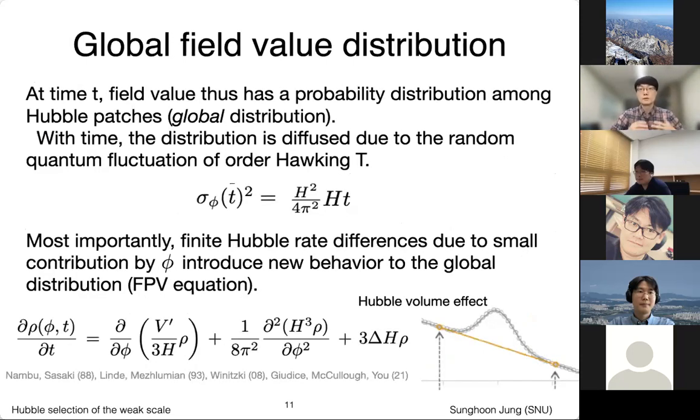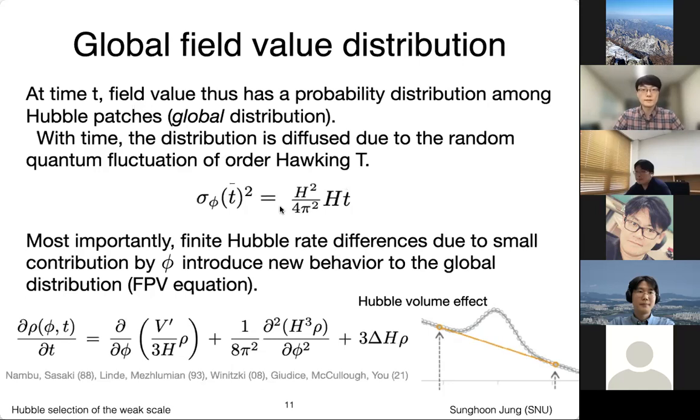So we will think about the global field value distribution. Different patches will have slightly different scalar field values and evolution. At a certain time, we can think about such a global distribution. Even if we started with the same value in all Hubble patches, it will be dispersed with time because quantum fluctuations are different among different Hubble patches. So the variance is proportional to the time, or the number of e-foldings Ht. In each Hubble time, we get (H over 2 pi) squared, so the Hawking temperature squared. Okay.